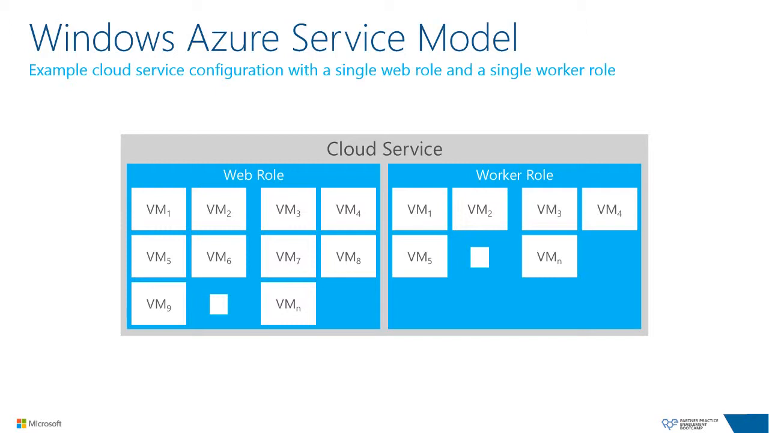There may be multiple roles inside of a cloud service, and each role can be scaled independently by specifying the number of virtual machine instances to spin up to service that role. This scaling can be changed at runtime manually or automatically using the auto-scale feature, which we'll cover in much more depth and detail in the managing and monitoring session.